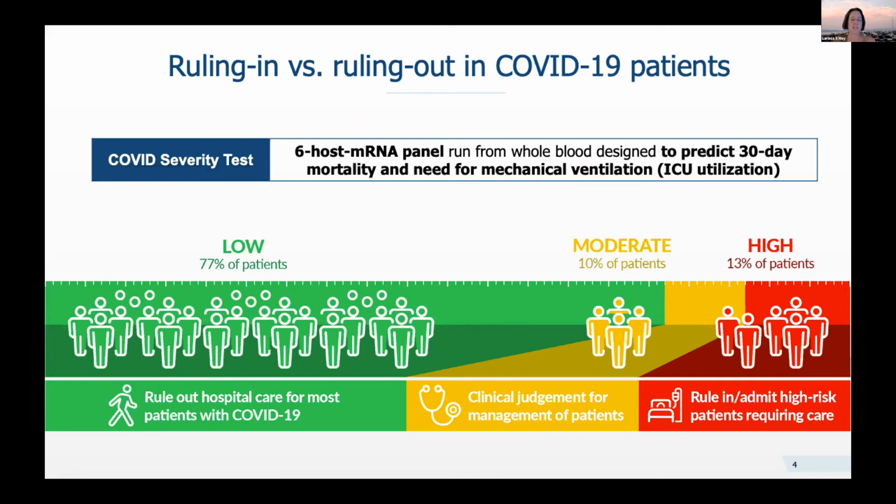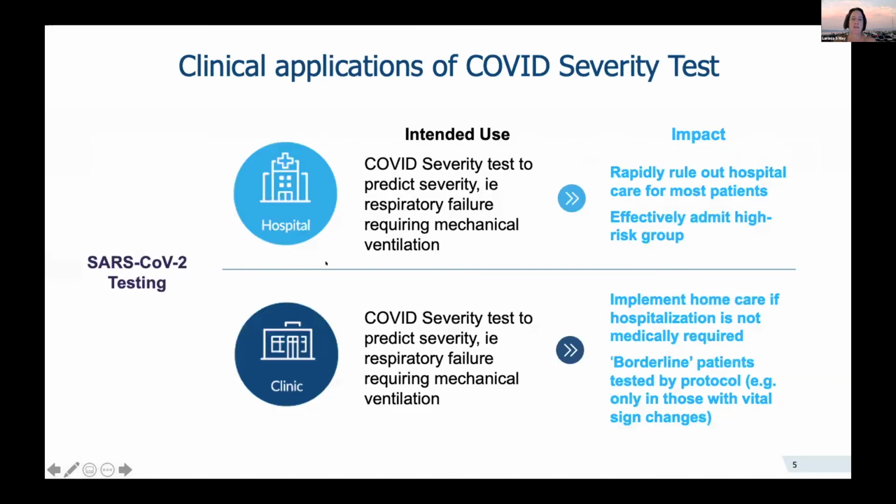So most of those patients can be treated as outpatients, whereas about 13% of patients are in a high risk category. So they may be predicted to require additional critical care and mechanical ventilation, whereas 10 to 16% of patients will end up in this moderate category where you really have to use your clinical judgment in combination with other factors to manage patients.